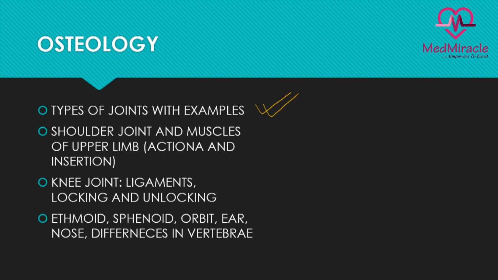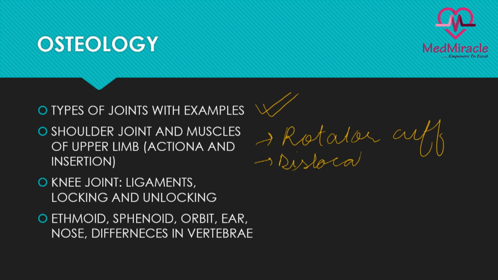In the upper limb, the shoulder joint is very important, as are the structures which are known as the rotator cuff. In the competition exams, sometime or the other, you will definitely have a question on the rotator cuff. Also, questions on dislocation of the shoulder joint are very common. Dislocation is more common at the weakest point of the capsule. These things you should know. Also, the muscles of the upper limb and their actions have sometimes been asked.